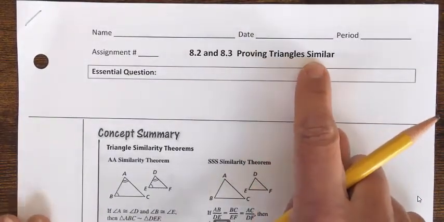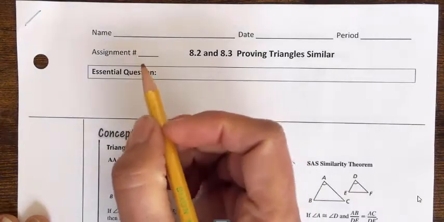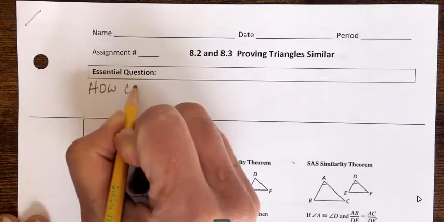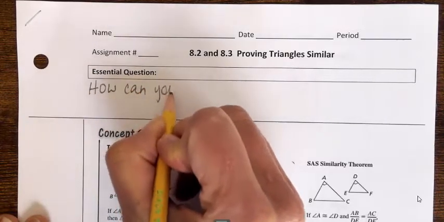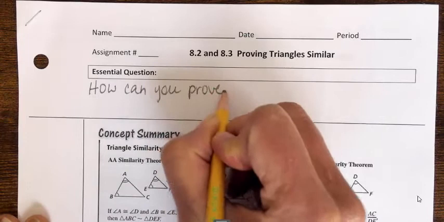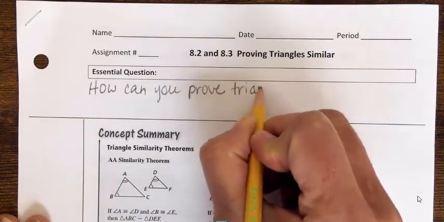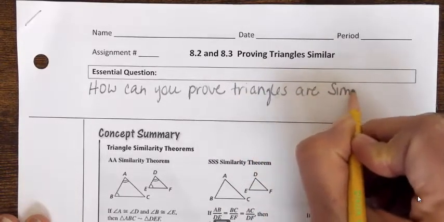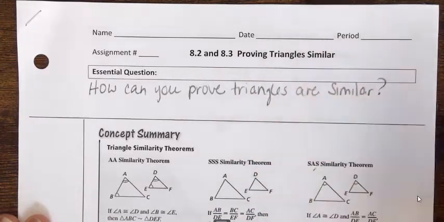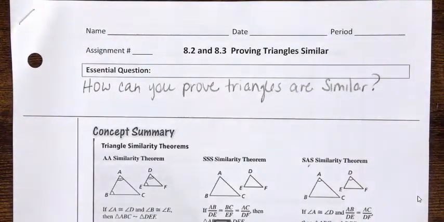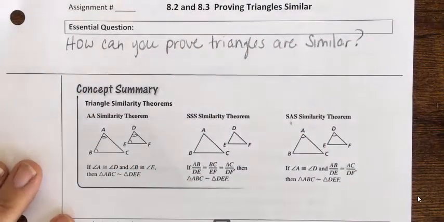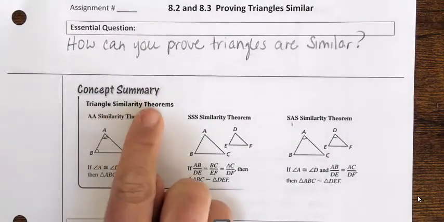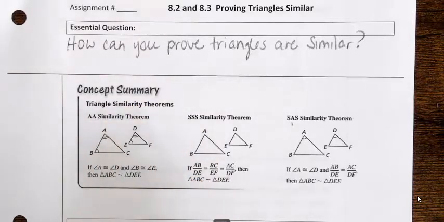Proving triangles similar. So our essential question is, how can you prove triangles are similar? Okay, and I basically just did a summary that will help us. So there are 3 triangle similarity theorems, and this is how you know whether or not triangles are similar.